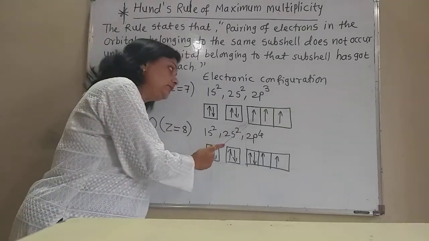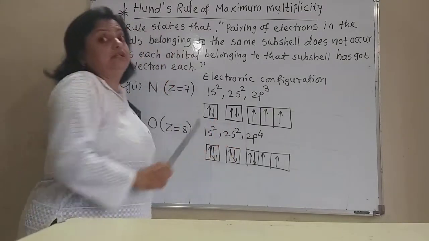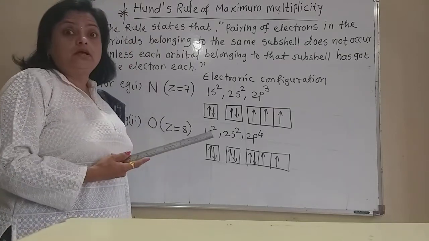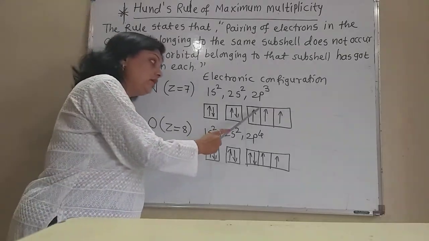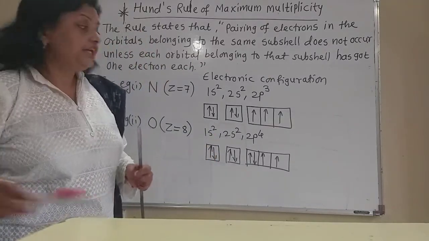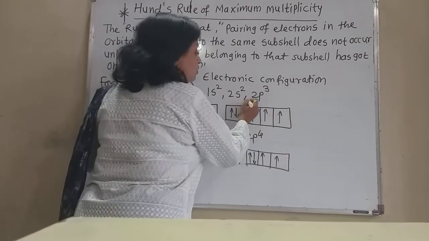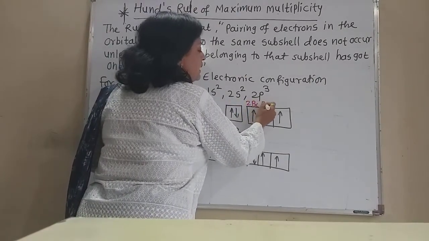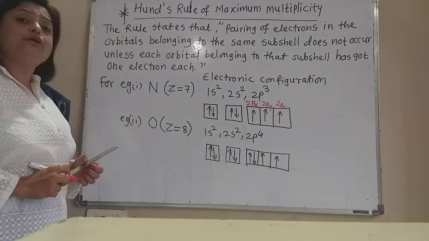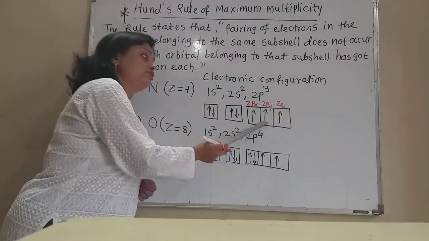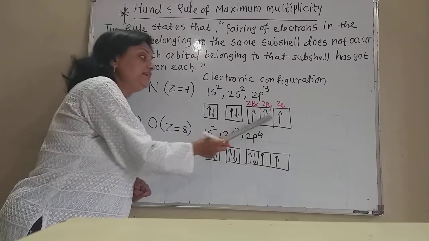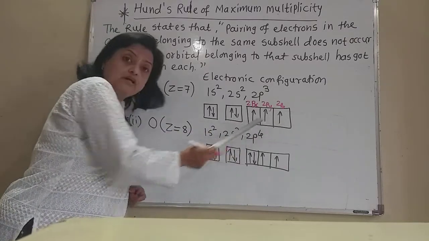First, all the p orbitals are filled by parallel spin electrons, and then the fourth incoming electron comes into the 2px orbital. Now these 3 different orbitals of 2p are 2px, 2py, 2pz. All these 2px, 2py, 2pz orbitals are filled first by parallel spin electrons. 3 electrons go in, 1 in each orbital.